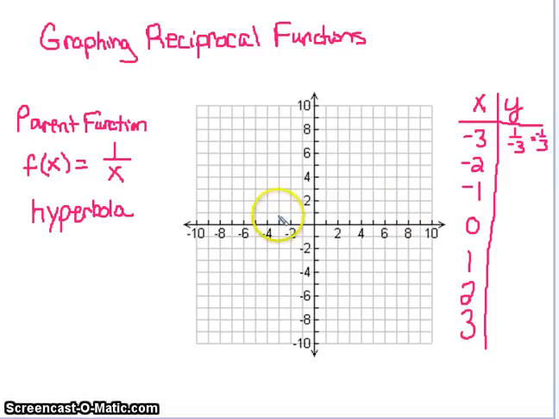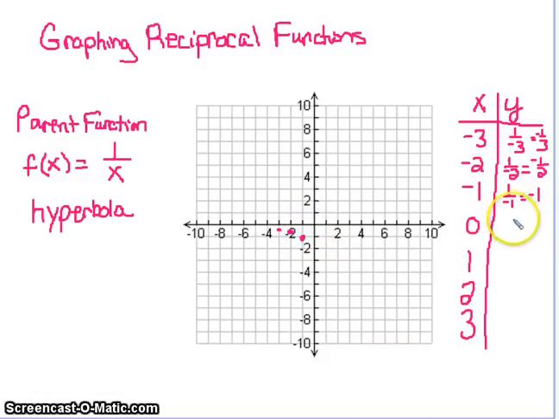So we go to -3 and go to -1/3. We plug in a -2, that's going to be 1 over -2, or -1/2. The negative being in the denominator or the numerator is the same. If we plug in a -1, we are going to get 1 over -1, which is just -1. So -1, -1 is going to give me a coordinate.